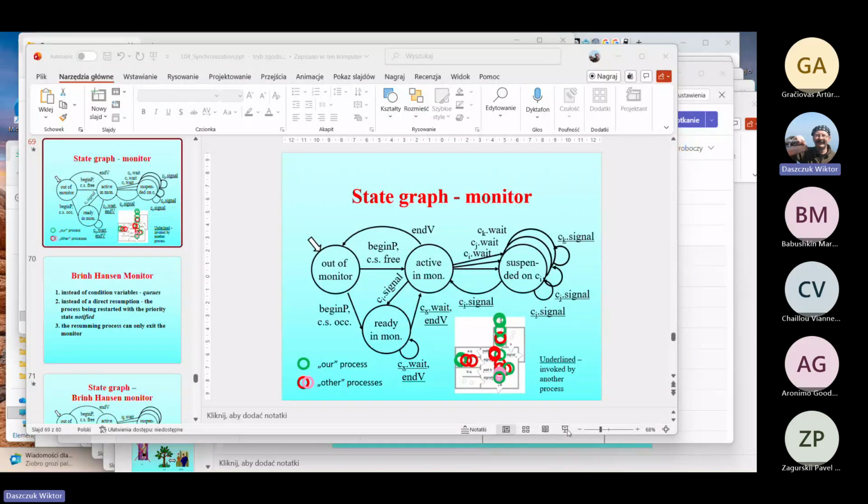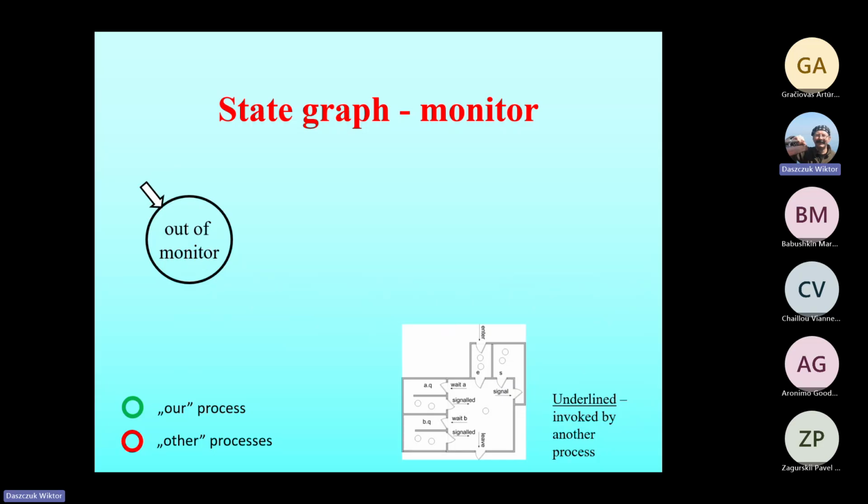So last time we finished on discussion of state graph of a monitor. On the bottom, you see the scheme of a monitor from Wikipedia. It is seen from the perspective of the process which states are given in the graph.